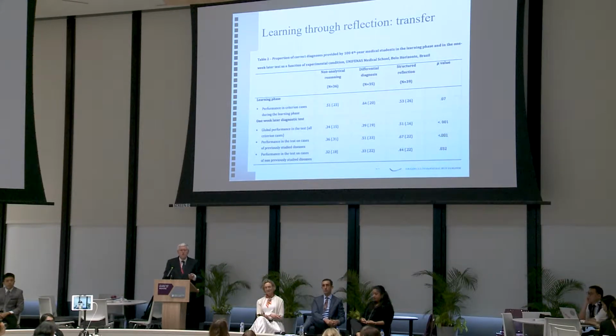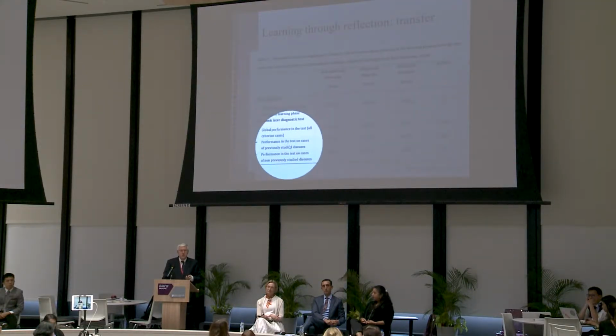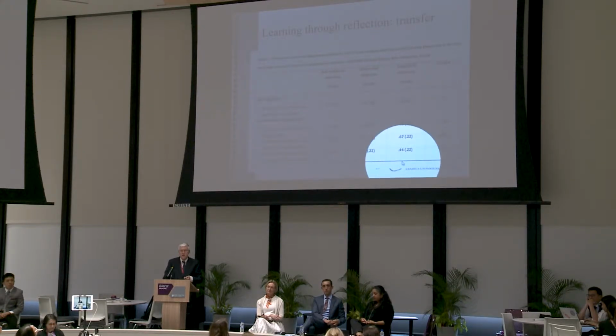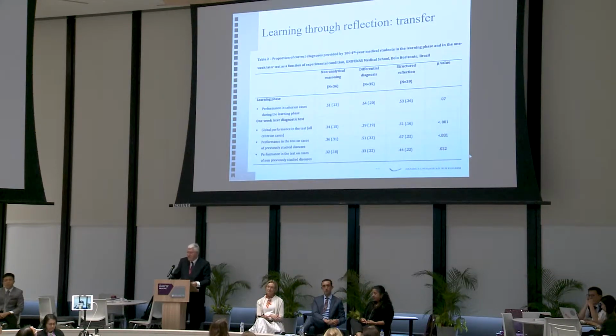And then, if you look only at the performance in the test on cases that were previously studied, there is the same effect. The deliberate reflection group is doing better than the other 2. And then, most interestingly, the performance in the test on cases of non-previously studied diseases, there is, again, a significant difference.